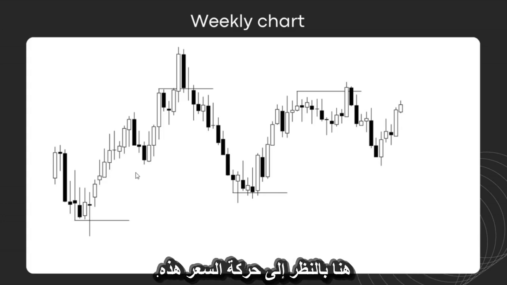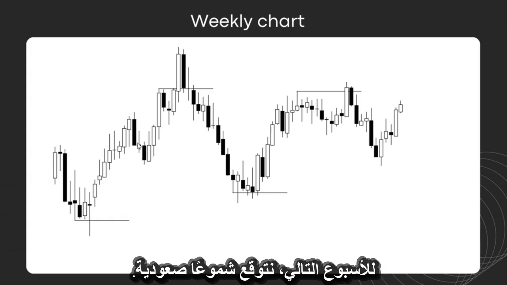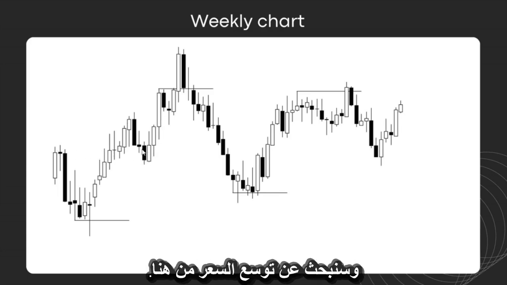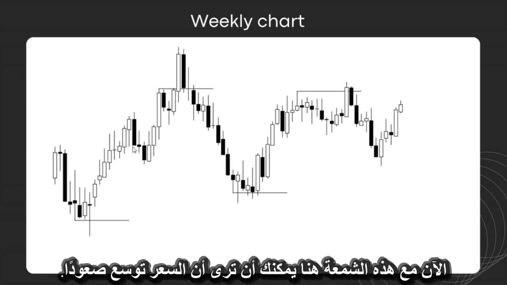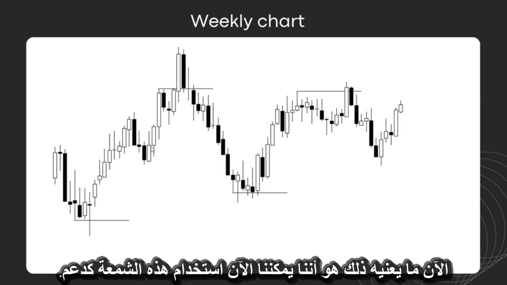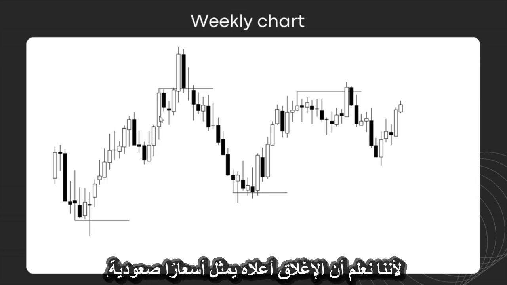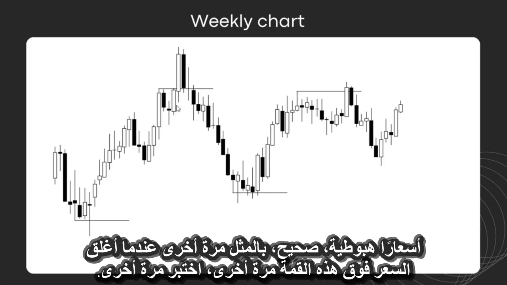Now, again, right here, looking at this price action, you can see that once we tested this key level right here and retraced to this key level, for the next week, we would expect bullish candles and bullish prices in the opposite direction. And we would look for price to expand from here, right? Now, with this candle right here, you can see that price expanded higher, and closed above this candle. Now, what that means is now we can use this candle as a support or a key level, and price is going to test that and expand higher from here. Because we know that closes above represent bullish prices and closes below represent bearish prices, right?